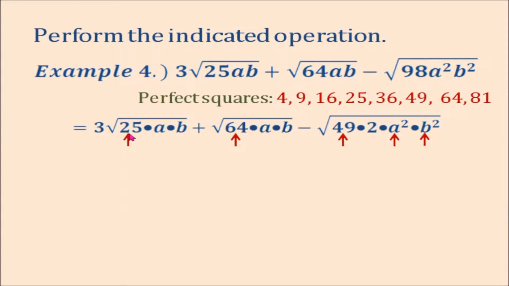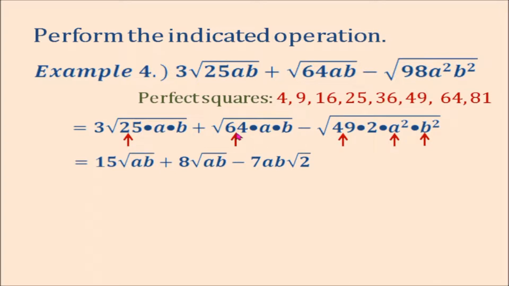So square root of 25 is 5, so we have 3 outside. So that means 3 times 5 is 15, so we have 15. A and b are not perfect squares, so they stay inside the square root sign.